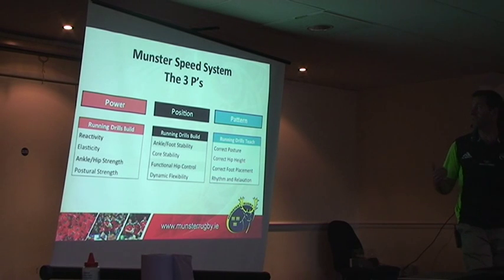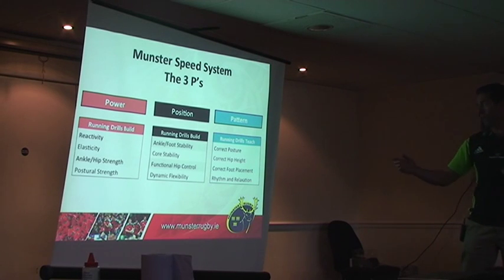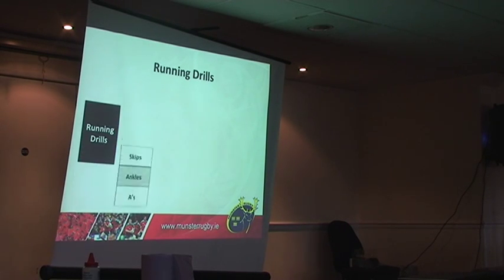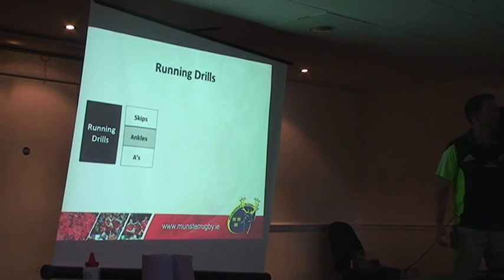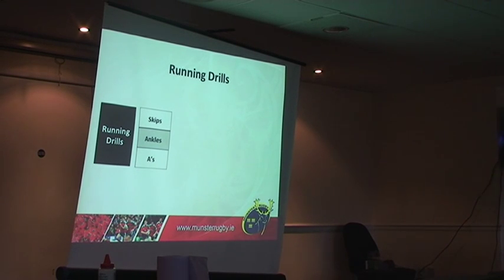And of course, running drills teach correct posture, correct hip height, correct foot placement, rhythm and relaxation. They do all these things if they're taught correctly. It's like everything else, okay? So they have to be taught correctly, and to teach them correctly, you need a process to teach them correctly also. So, looking deeper at these running drills, we have 3 main streams of running drills: skips, ankles, and A's. Competency in these determines progression.